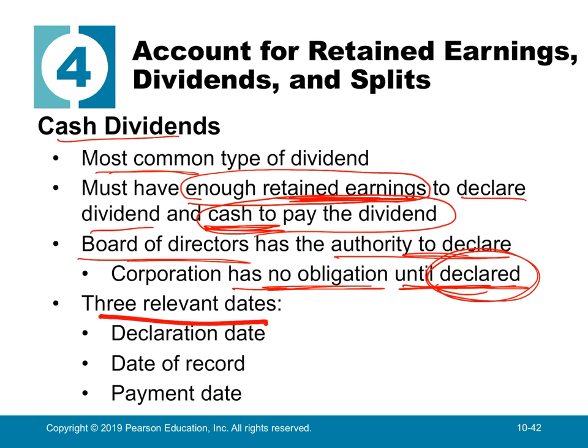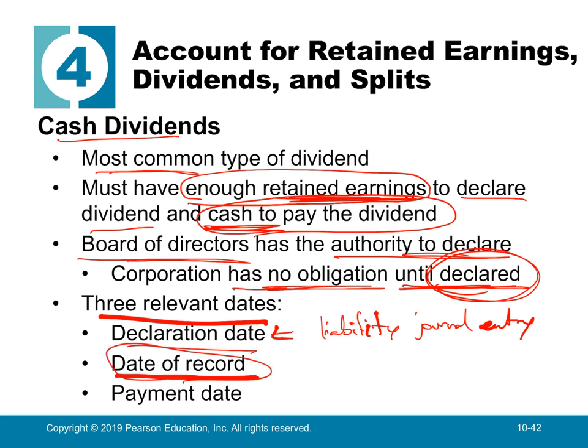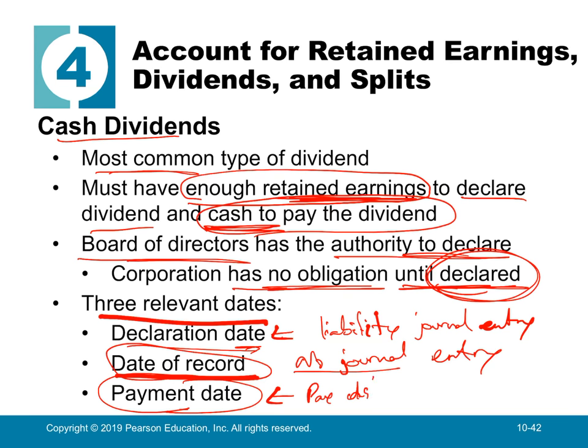So this creates three dates that we have to think about when we do a dividend. The date you declare it creates a liability. Liability journal entry. Date of record. So when they declare it, they're going to say whoever owns the shares as of this date, called the date of record, they're going to get their dividend, right? So the date of record often is a few days after the declaration date. No journal entry here. Payment date, you're going to pay cash, get rid of liability, because you're going to pay off the liability with cash. So you're going to have a journal entry here and a journal entry here.